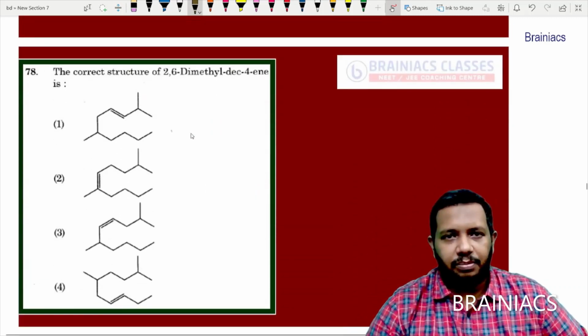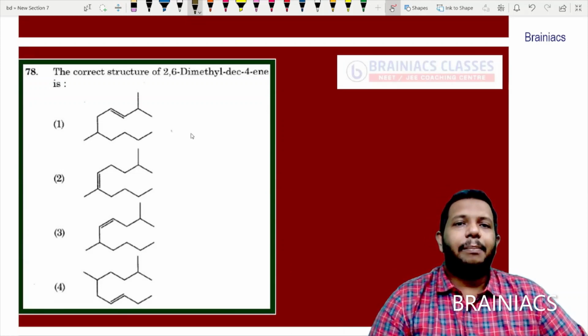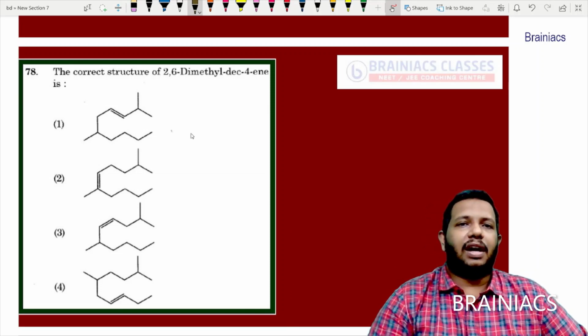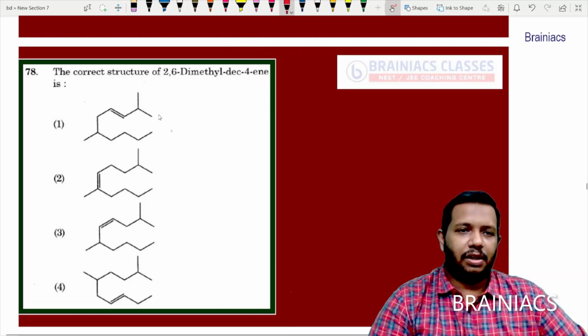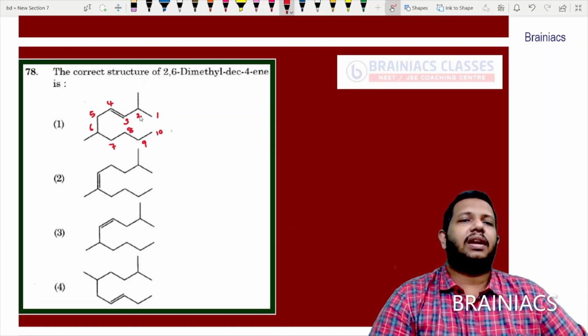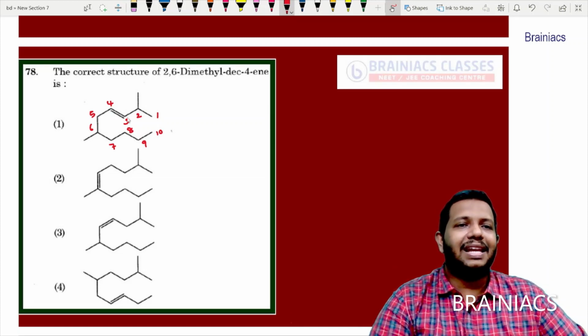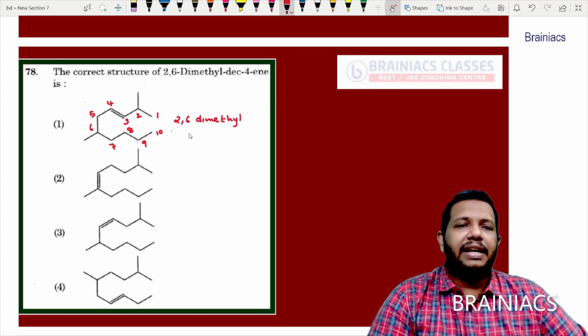Again, the chapter is basic concepts of organic chemistry. The correct structure of 2,6 dimethyl dec-4-ene. Let's start numbering and we'll get the answer very fast. In the first option, you can see 1, 2, 3, 4, 5, 6, 7, 8, 9, 10. From this you can understand 2,6 dimethyl is coming, and 10 carbon atoms so dec is coming, but the double bond is between 3 and 4, minimum number is 3. So this is 2,6 dimethyl dec-3-ene. This is not the correct answer.